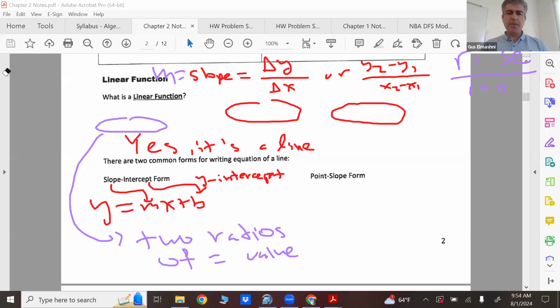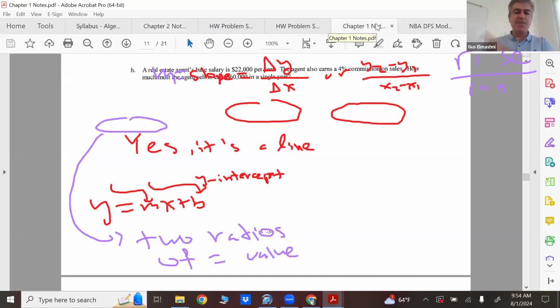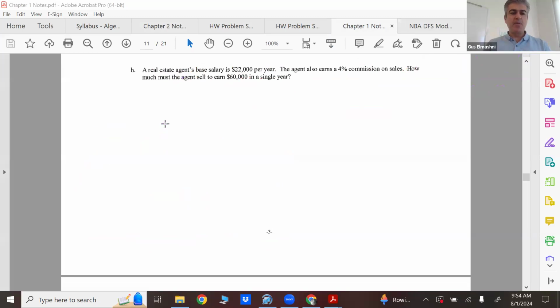Going back to this example again. By the way, this is not linear. This is called multi-linear, I think. That's a weird equation, so don't worry about that one. That's more advanced. I'd use code for that one. But like this one here again, y equals 22,000 plus 0.04x, right? That's a linear equation.